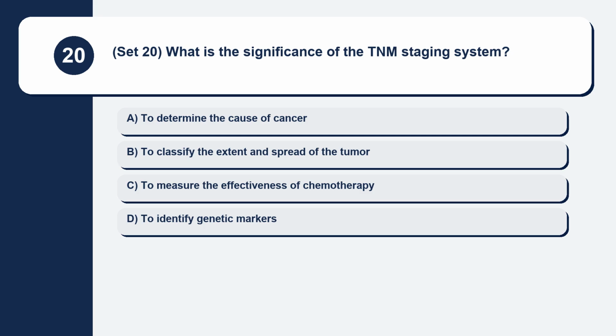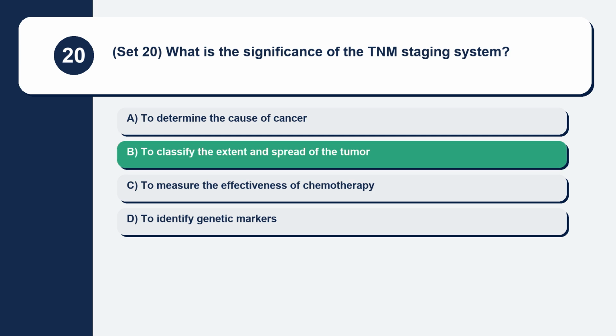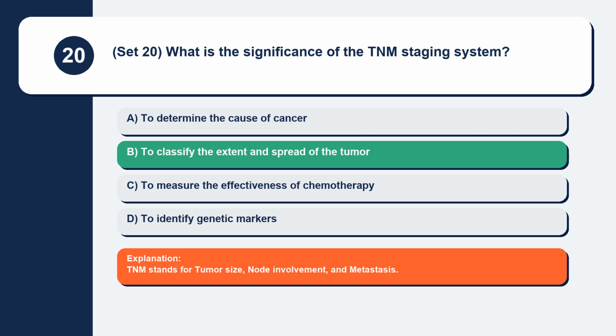Question 20. Set 20. What is the significance of the TNM staging system? To determine the cause of cancer, to classify the extent and spread of the tumor, to measure the effectiveness of chemotherapy, to identify genetic markers. TNM stands for tumor size, node involvement, and metastasis.